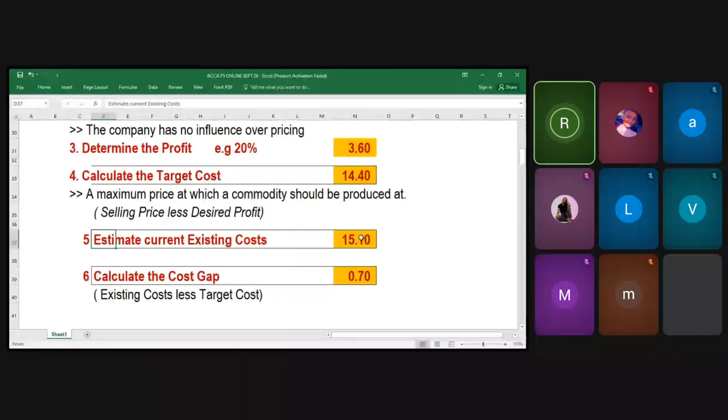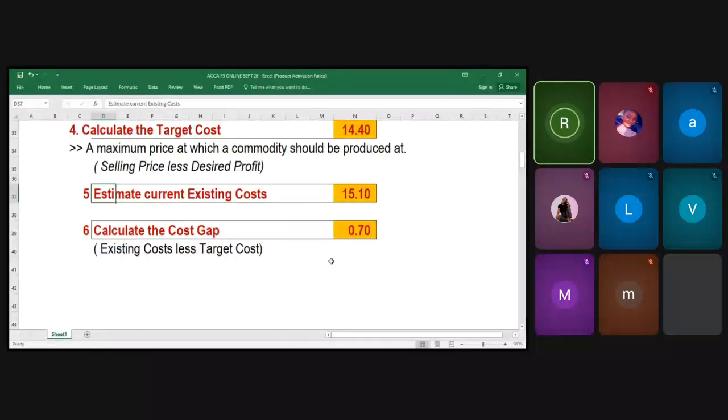We only have a cost gap if our estimated costs are exceeding the target. If they fall below, it is a bonus to the organization and there is no cost gap. Now, this gap needs to be closed off. So, step number 7, we are going to suggest ways to close the cost gap.